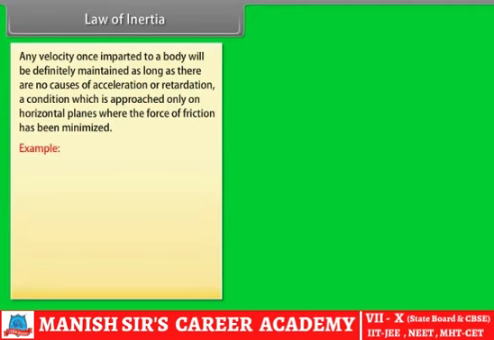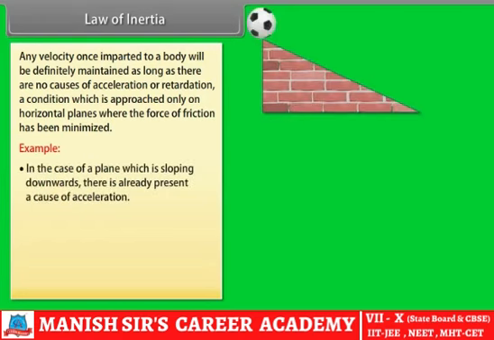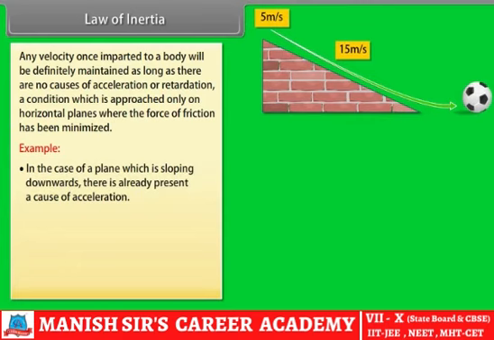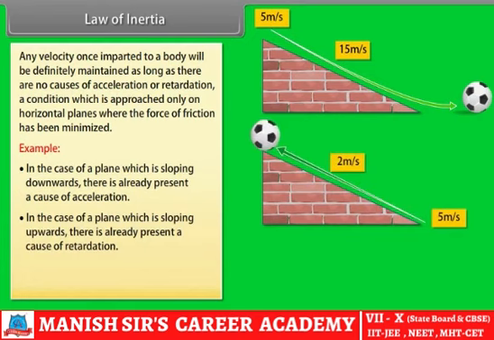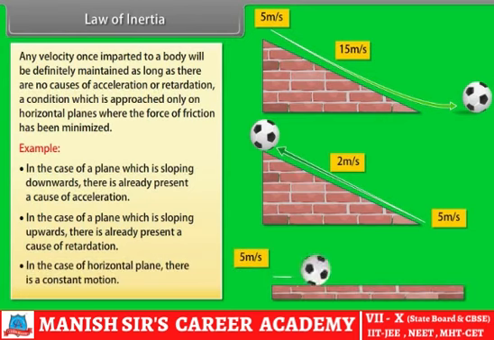Let us take an example. In the case of a plane which is sloping downwards, there is already present a cause of acceleration. In the case of a plane which is sloping upwards, there is already present a cause of retardation. In the case of a horizontal plane, there is constant motion.